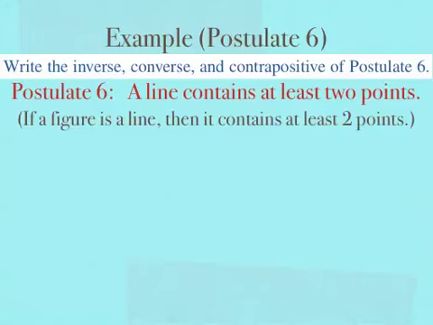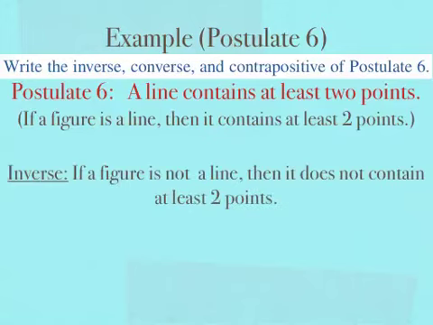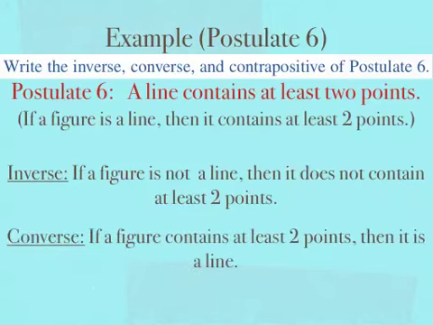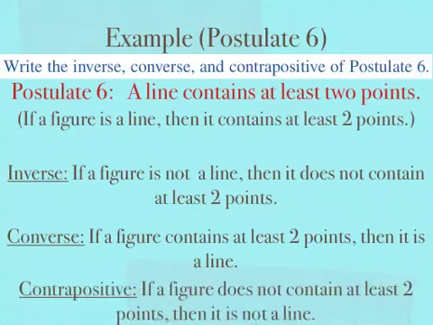To find the inverse, I'm going to negate both the hypothesis and the conclusion, which would say if a figure is not a line, then it does not contain at least 2 points. To find the converse, I'm going to go back to the original and switch the hypothesis and the conclusion. So the converse would be if a figure contains at least 2 points, then it is a line. And then the contrapositive would be if a figure does not contain at least 2 points, then it is not a line.